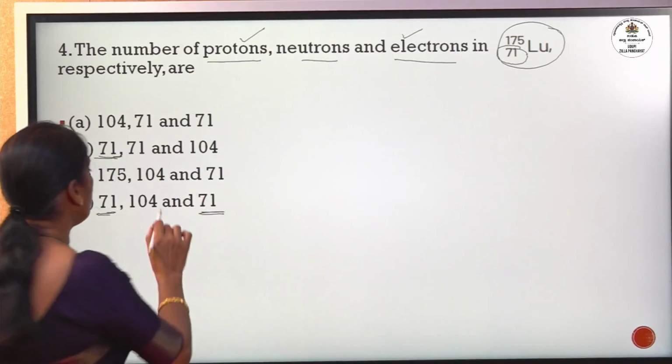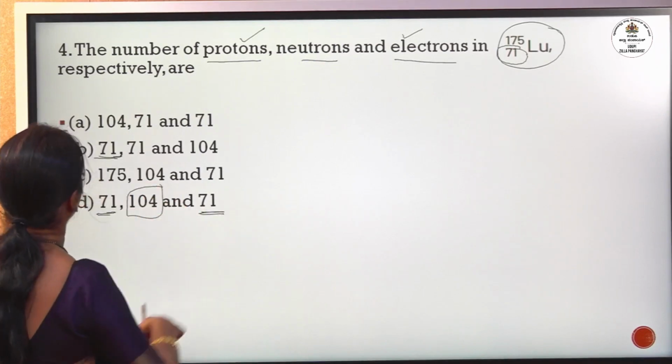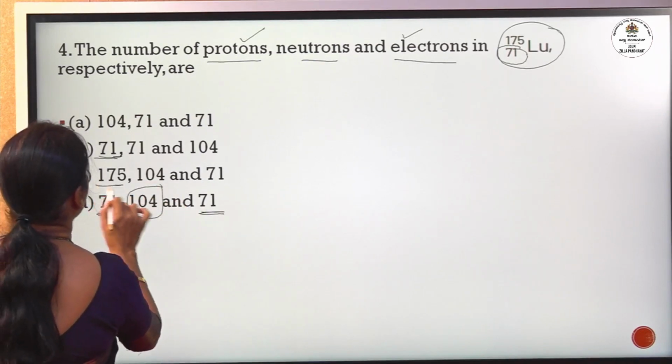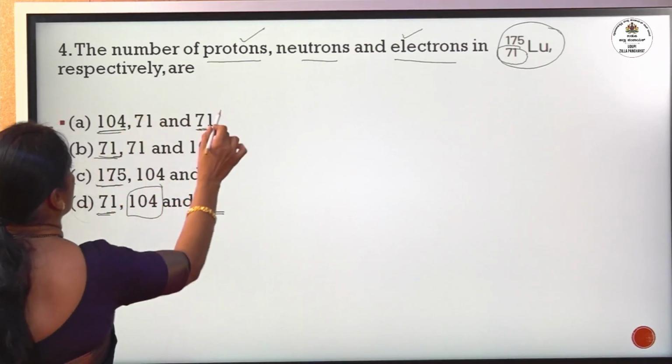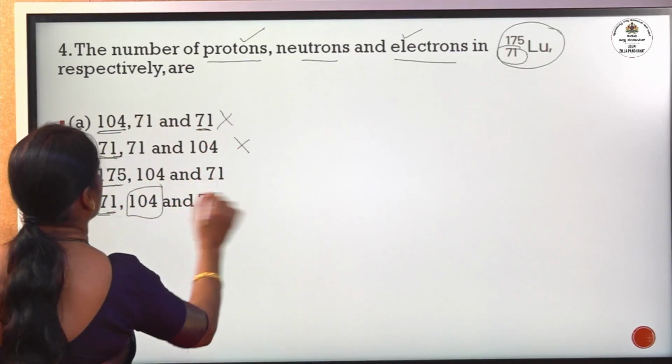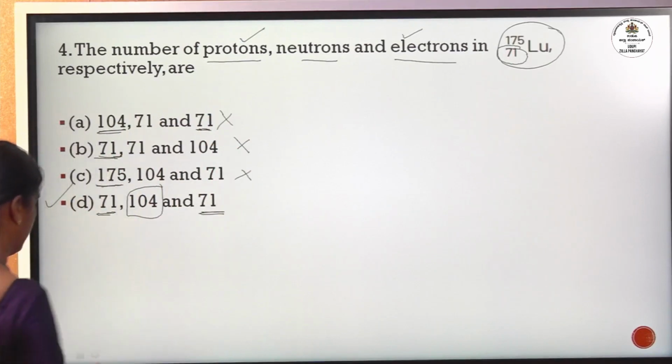You need not count this number, but we will count that also. So here different number is there. Here 71 is here, but here different number is there. So this is wrong, this is wrong, this is also wrong. So this is the correct one.